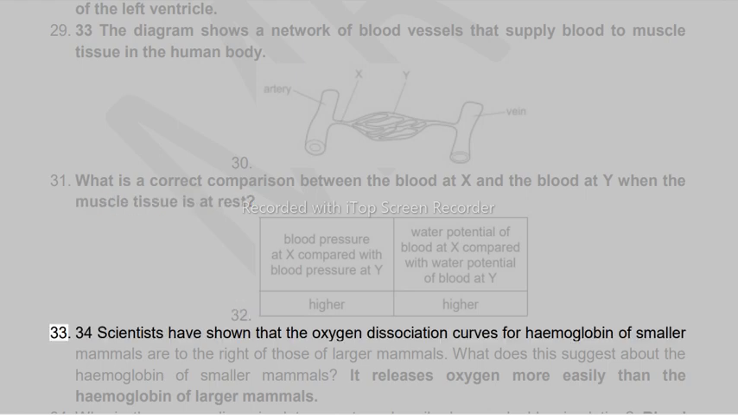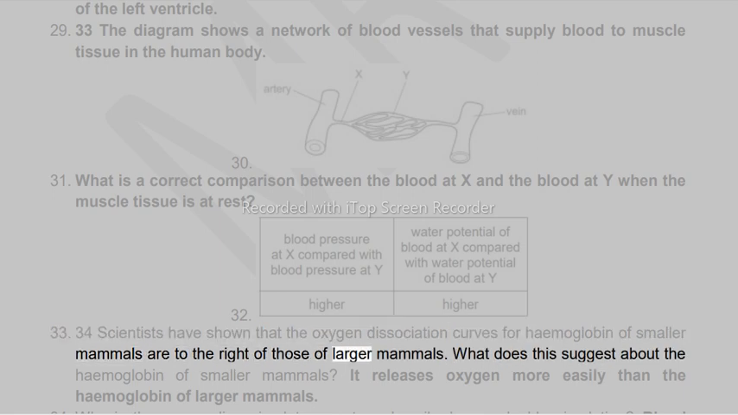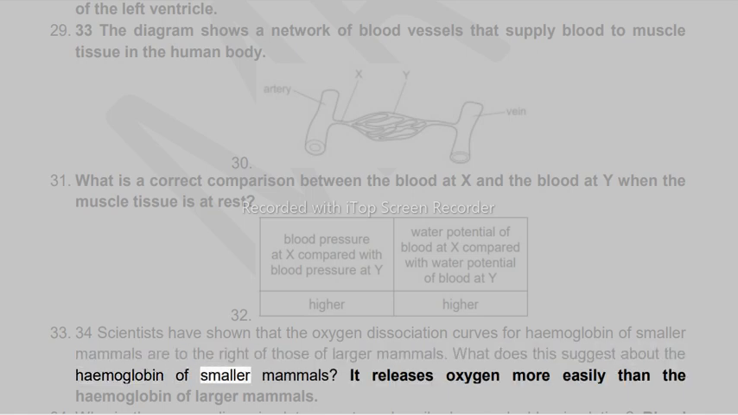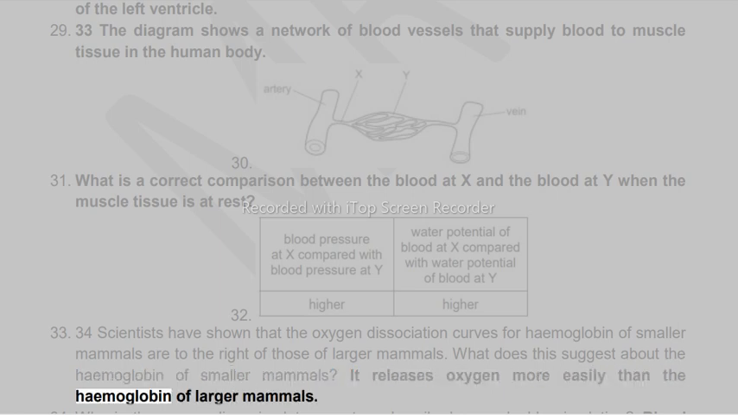22. Scientists have shown that the oxygen dissociation curves for hemoglobin of smaller mammals are to the right of those of larger mammals. What does this suggest about the hemoglobin of smaller mammals? It releases oxygen more easily than the hemoglobin of larger mammals.